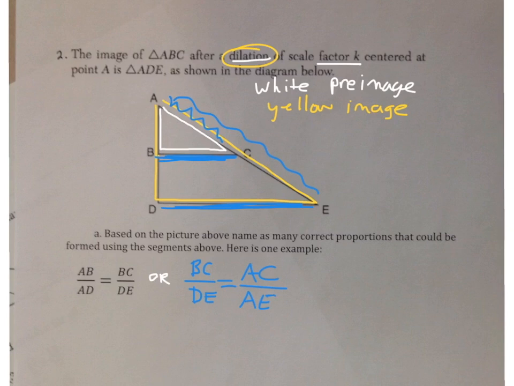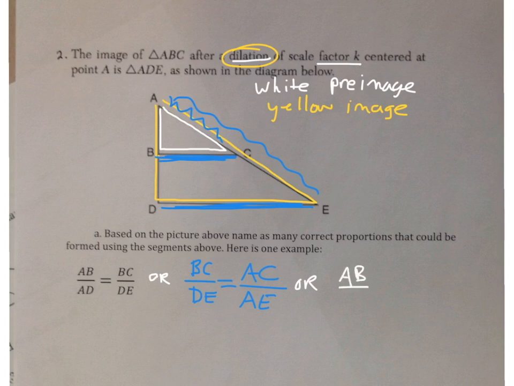If you haven't done so already, why don't you pause the video and do another one? And now that you've tried one, how did it go? So let's see. Another possibility you could have done is AB over BC.